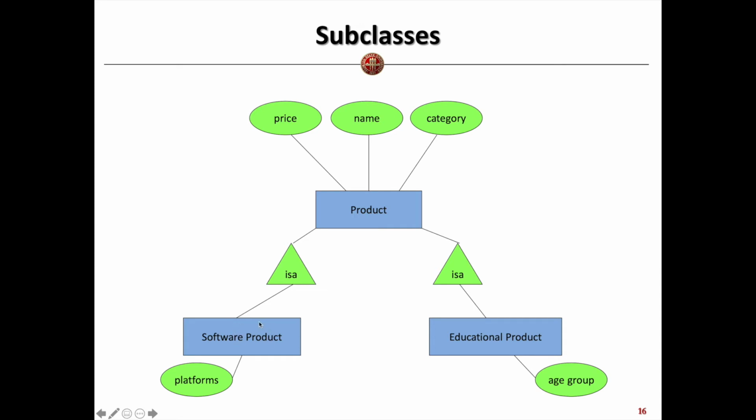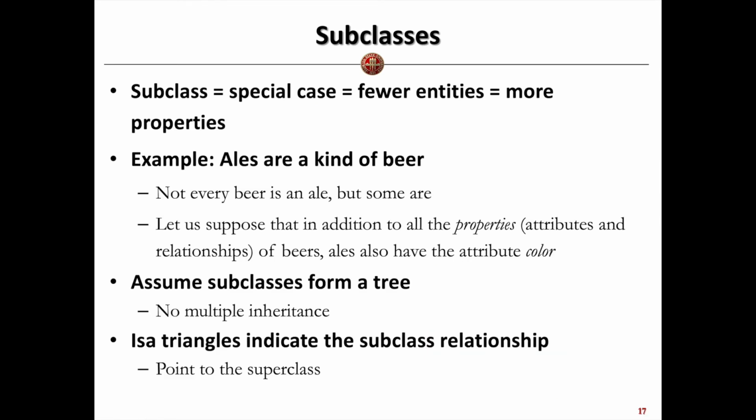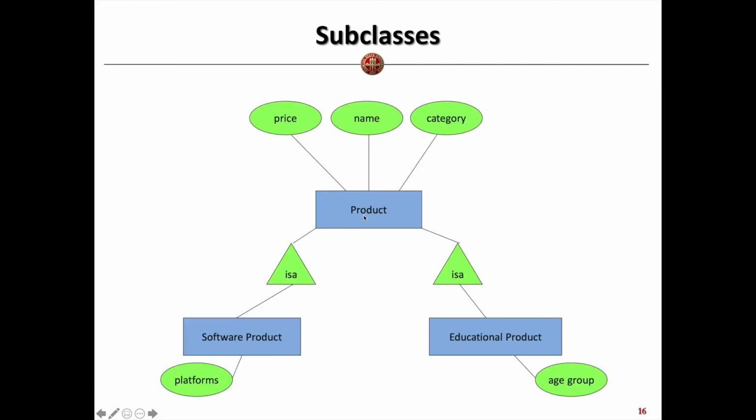This software product will be connected by one single is-A. However, the product as a superclass can be connected by multiple is-A triangles as shown here. It will form a tree. And when we draw the is-A triangle in an ER diagram, please make sure we have the top angle of the triangle pointing to the superclass. Like here, this product is a superclass, and this is a subclass. We have the top angle pointing to the superclass, and the bottom pointing to the subclass, and we connect them by the lines.